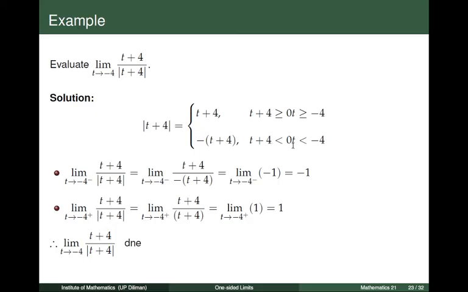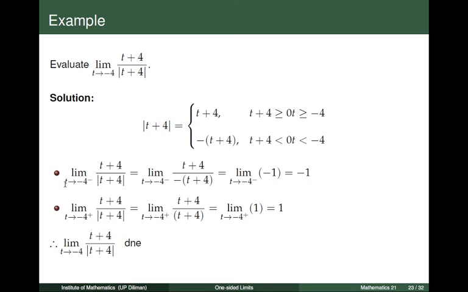Now, the first condition that t plus 4 is greater than or equal to 0 is equivalent to t being greater than or equal to negative 4. And the condition that t plus 4 is negative is equivalent to the condition that t is less than negative 4. So we see that since we want to consider the limit as t tends to negative 4, and negative 4 is a junction point of this piecewise function, we need to consider one-sided limits.